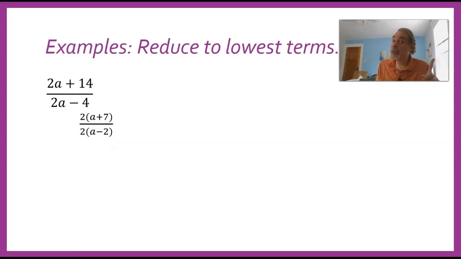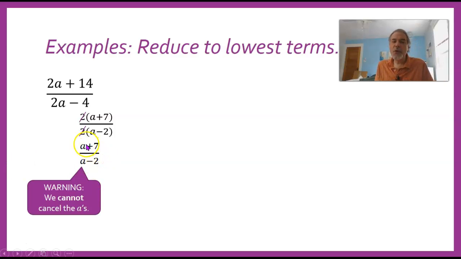What cancels? What can I divide out or cancel out here? The 2's. So what's left is a plus 7 over a minus 2. Can I do anything more? Can I cancel anything else?